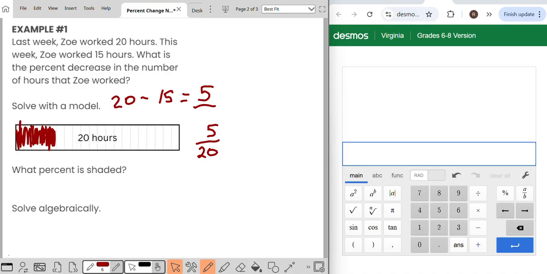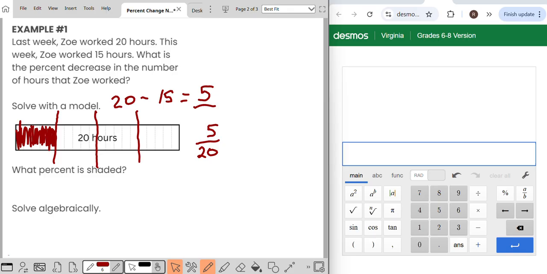Okay? So we want to know what percent is shaded. Now, a lot of you can look at this and say, well, 20 divides perfectly by 5. So I'm going to show you that way first. Here's the first 5, second 5, third 5, and then the last 5. So every 5 hours is 25% or 1/4 of that model.